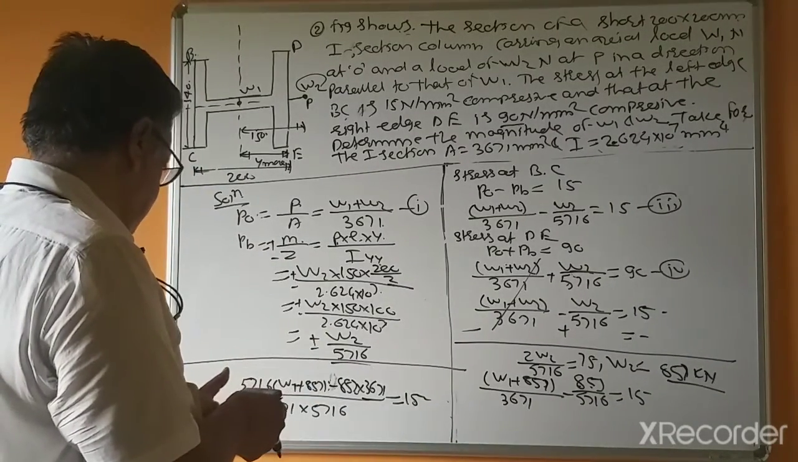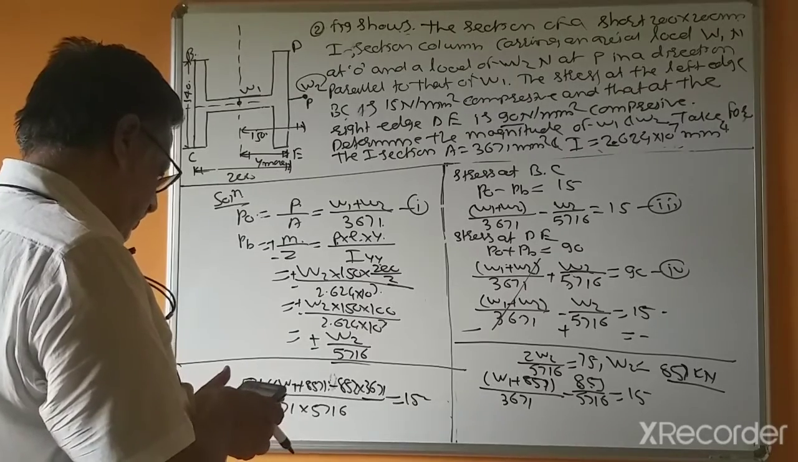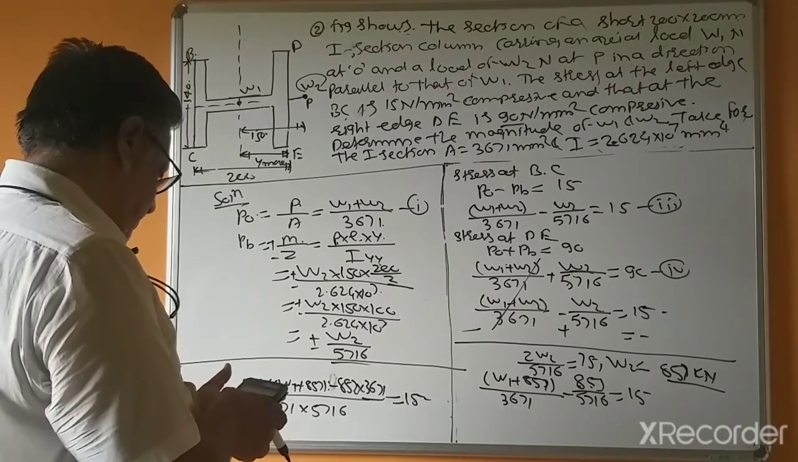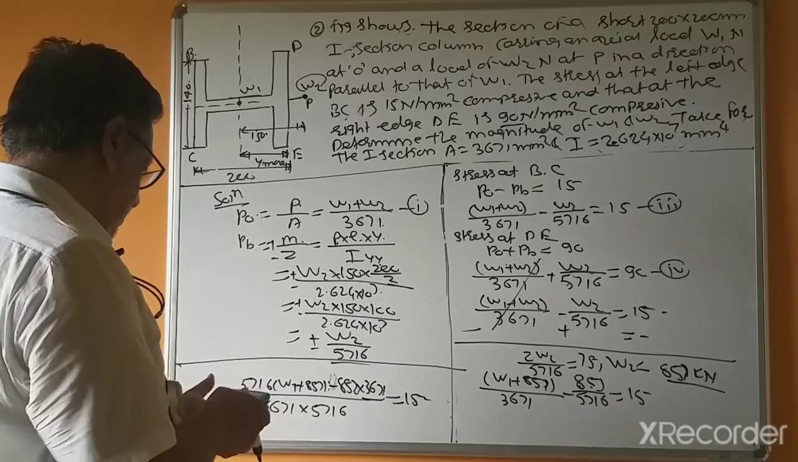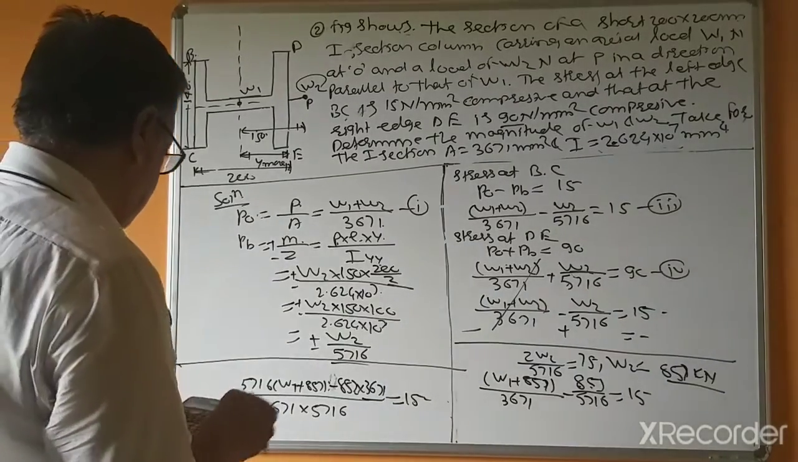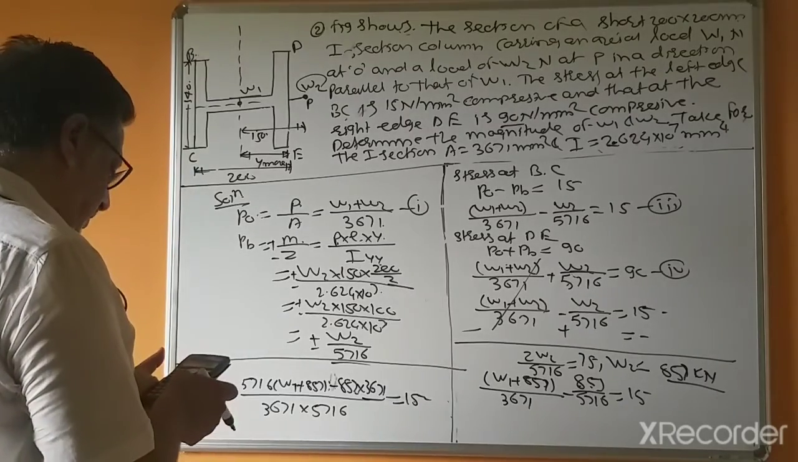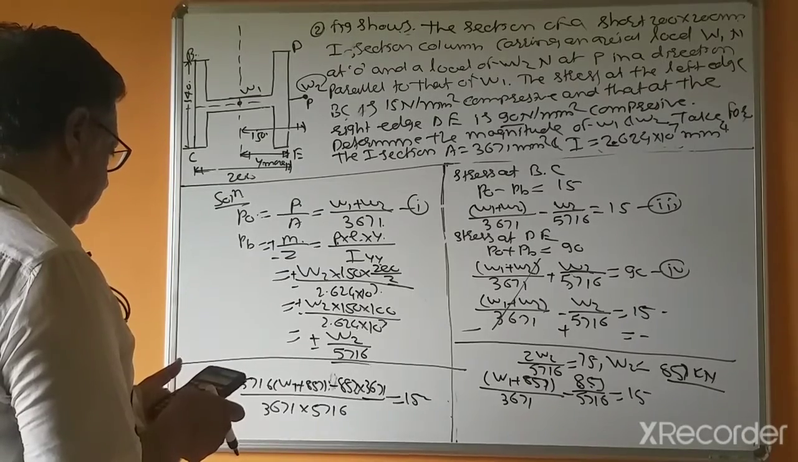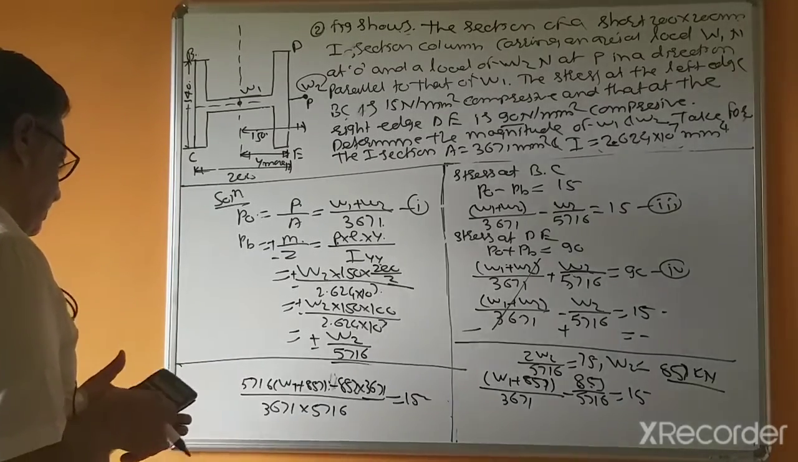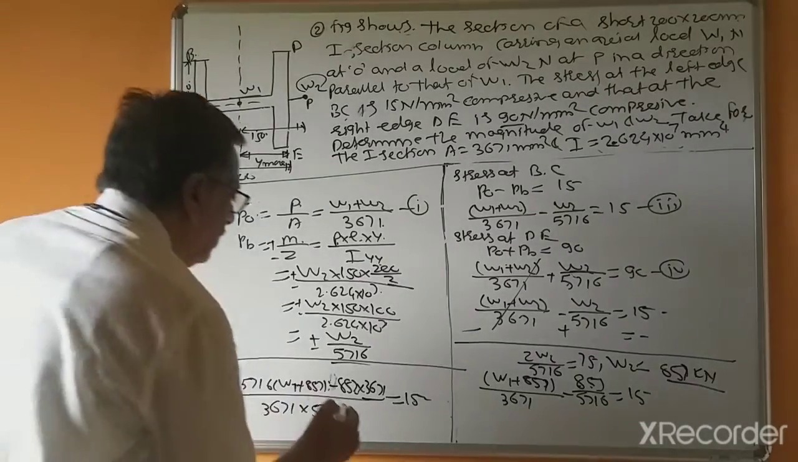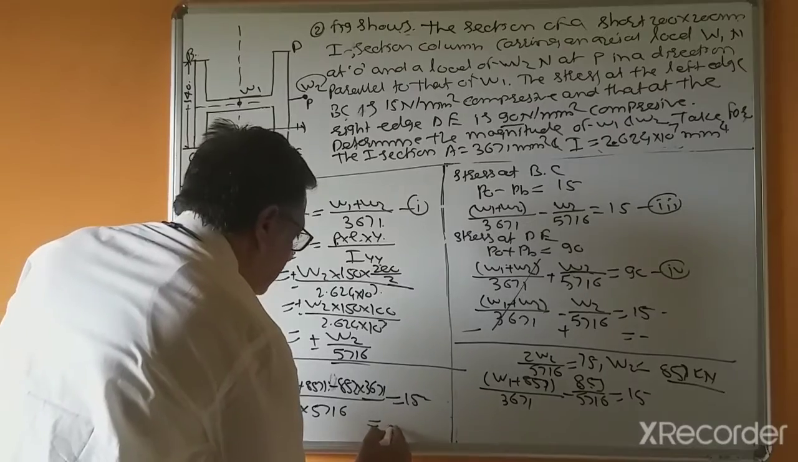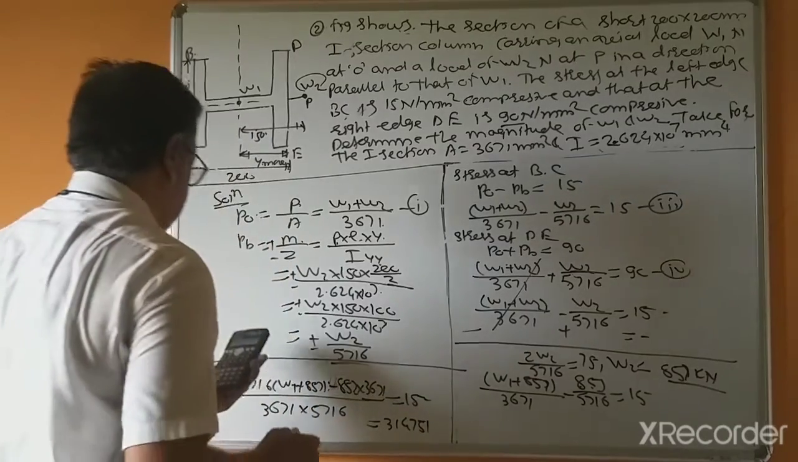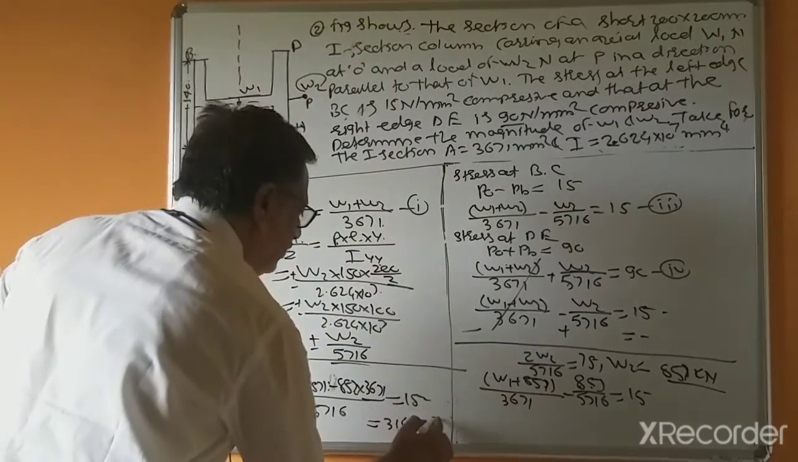Otherwise, I will solve this equation. 15 multiplied by 5716 multiplied by 3671, this is not divided by, this is equal to 314751540.